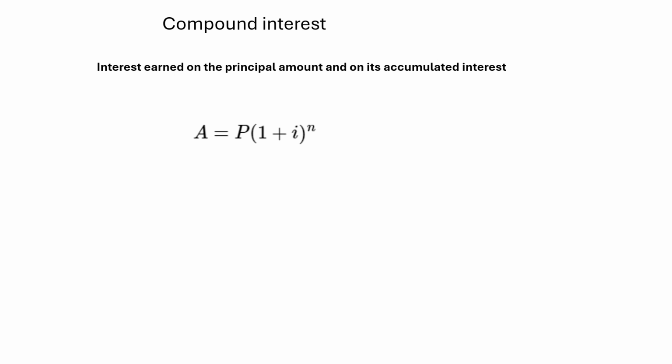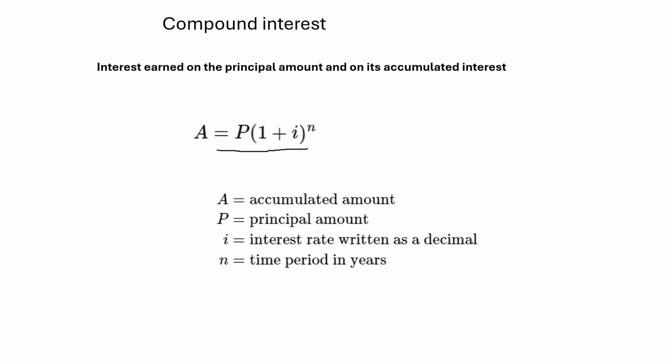Here for compound, the formula still has A, still P, still I, and still N. The difference is that in the other one, remember we're multiplying your I and your N. Here, our N becomes an exponent. So whatever number of years they're giving you, that becomes an exponent. And again, don't forget A is our acquired amount, and P is the principal amount. Interest will be given to you as a percentage, meaning divided by 100, and time is the N that will be given to you in years.